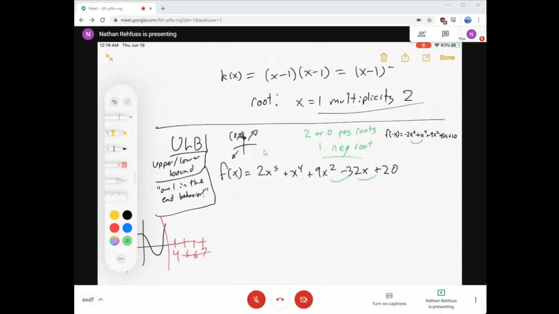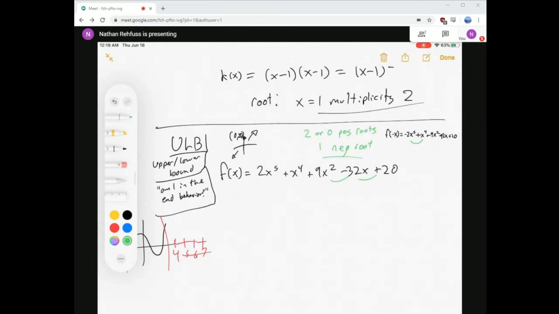So I looked at Descartes' Rule of Signs, I looked at the constant term, and I looked at the leading term to get me all of this information. So I'm gathering intel before I go into the fray.